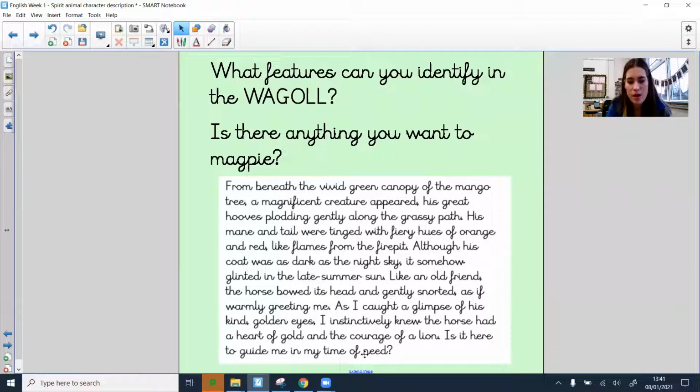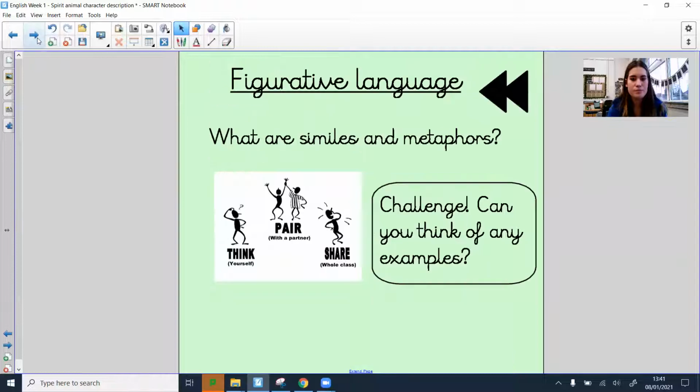Is it here to guide me in my time of need? Rhetorical question, doesn't really require an answer, okay, it is just a question to get the reader thinking. So that is our waggle, and by the end of the week, hopefully we can all produce something similar to this, but it's going to be about our own animal. Here, I've written about a horse, okay, my waggle is about a horse. However, your waggle can be about a different animal, which we're going to get onto more tomorrow.